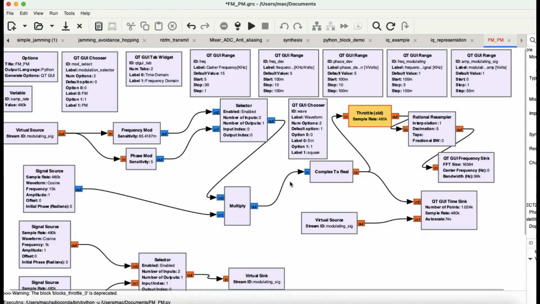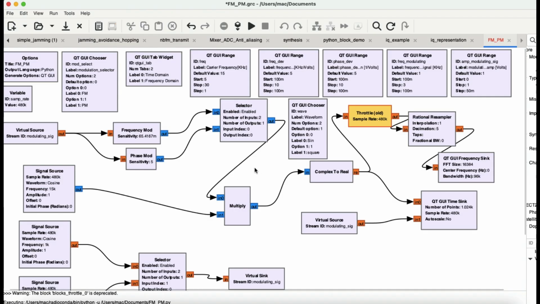So you're seeing the modulated output at your frequency sink. You're also seeing that in a time sink as well. This is your modulated output, and the same modulated output is also going to your QT GUI time sink. Then you will also have a virtual source, so you can visualize what your input signal was, either a cosine signal or a square signal. And that's the idea behind this flow graph.